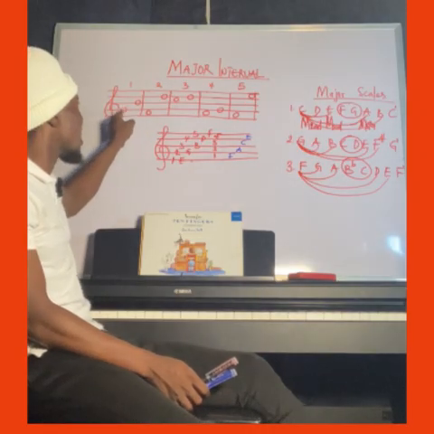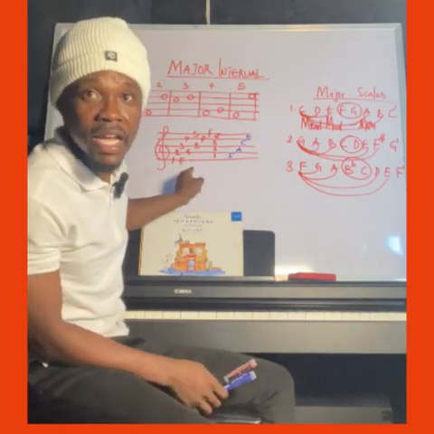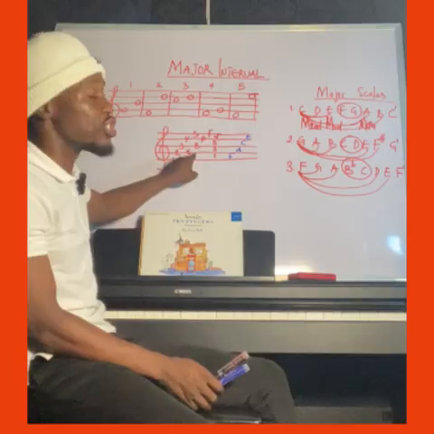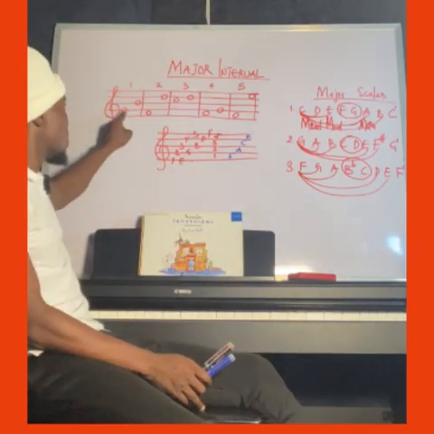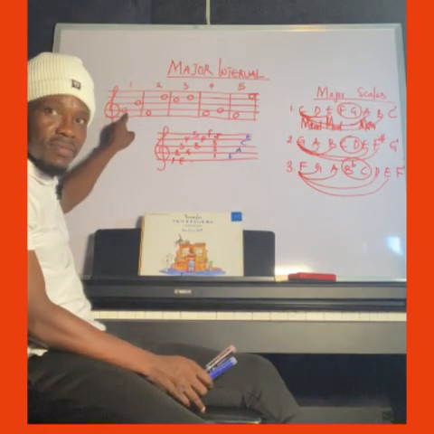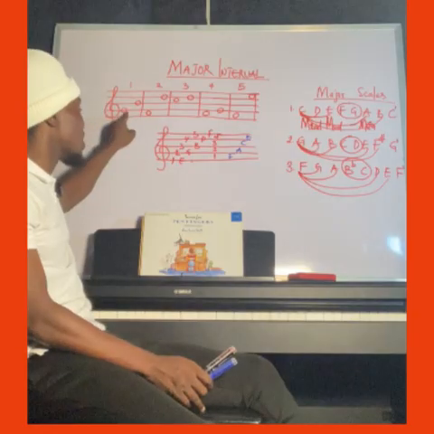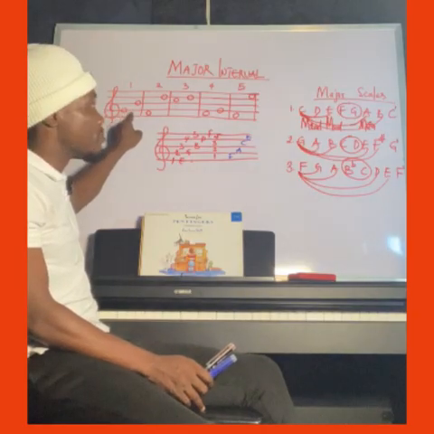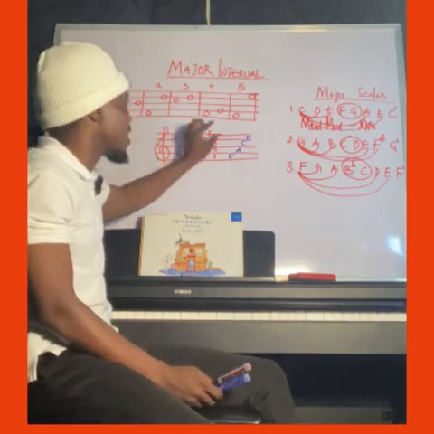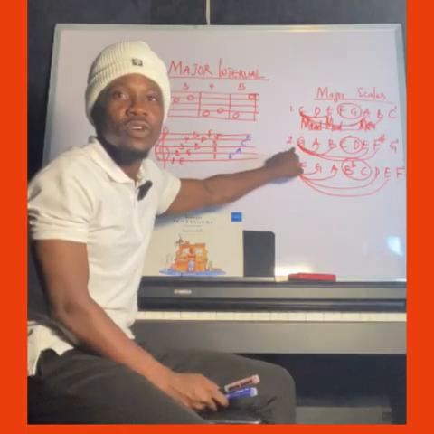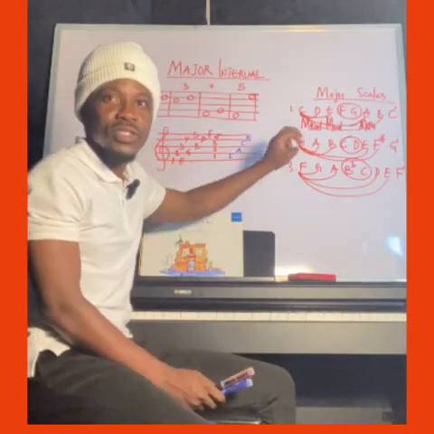Line 2. What is line 2 of the staff? Line 2 is letter G. So this is the first note of the interval. So the first note of the interval is G. That means you have to treat this interval as what? The scale of G major. Do I need to repeat myself?